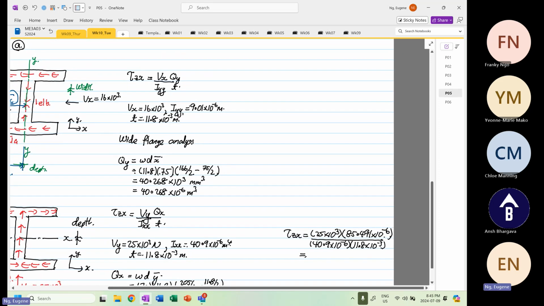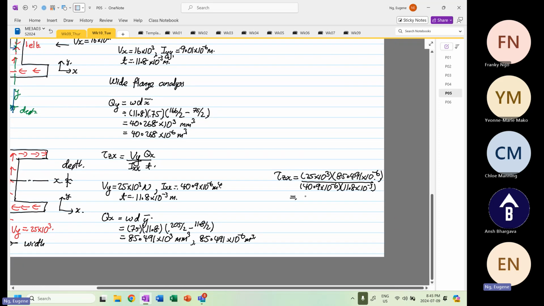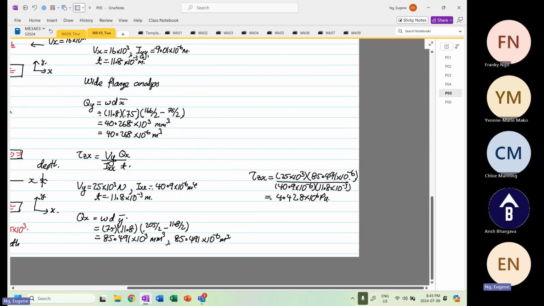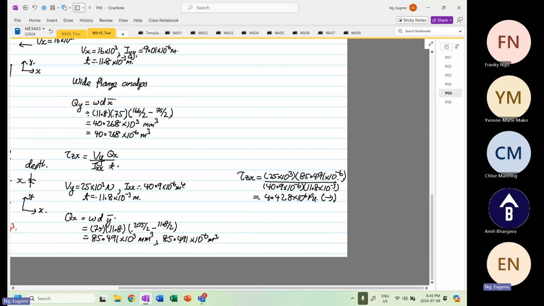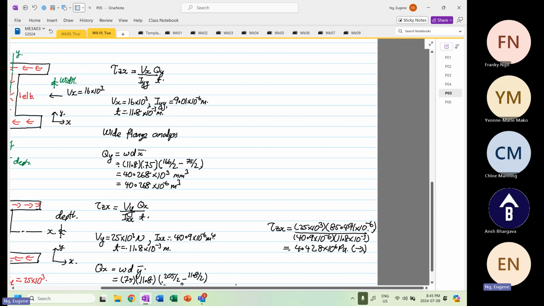Come on, I did not calculate the stress for the previous one. It's okay. So this is equal to 4.428 times 10 to the power 6 Pascal. And if you look at the shear flow direction, it is going towards the left. Okay. Now I realized that I did not calculate this value over here.